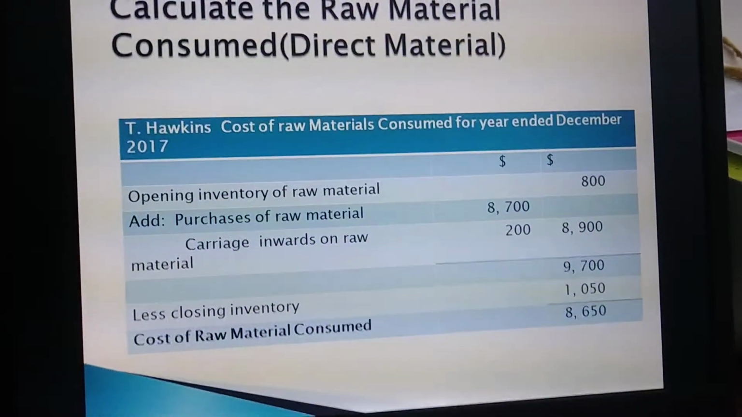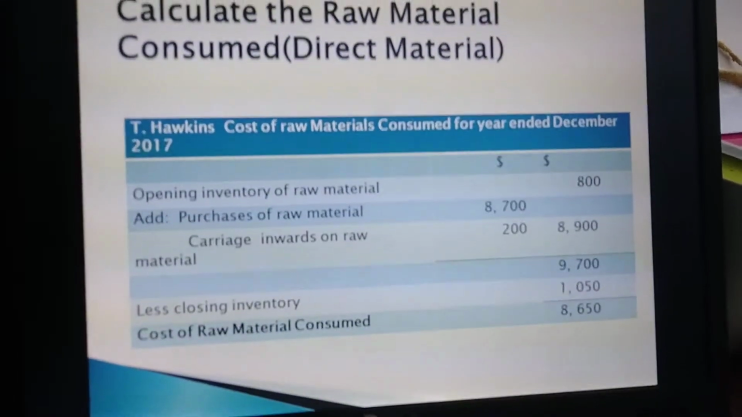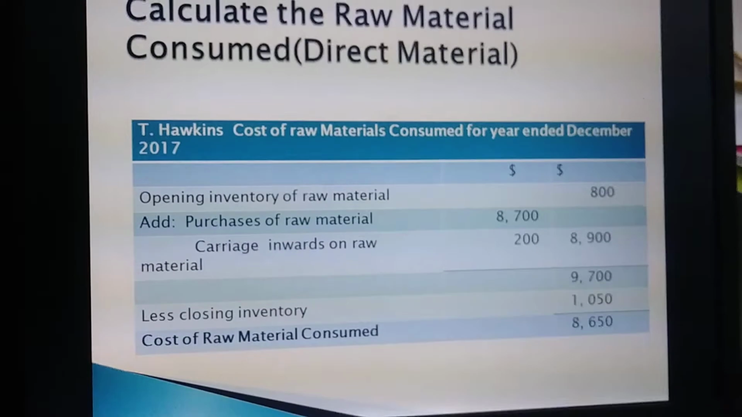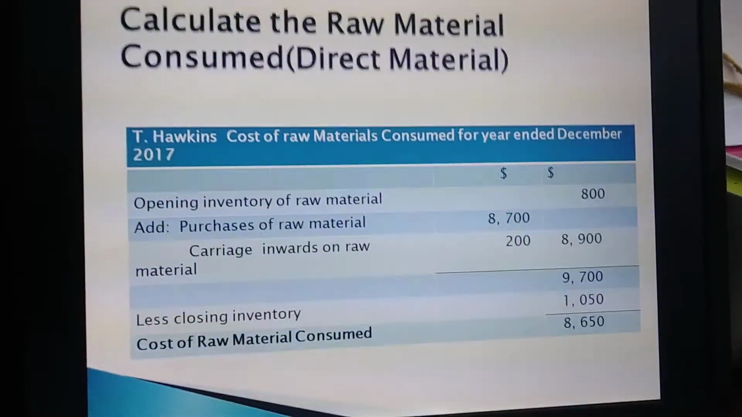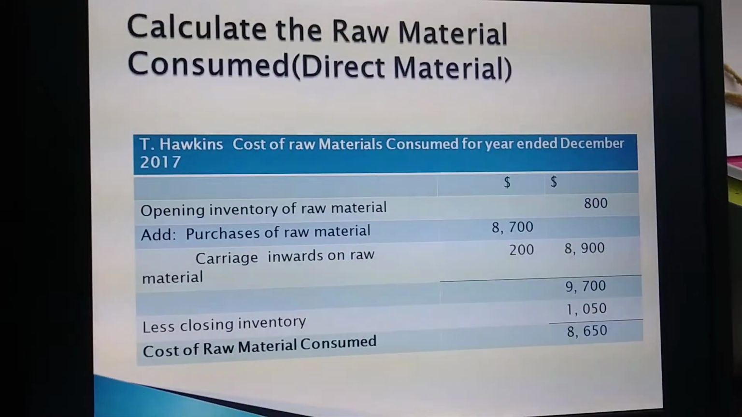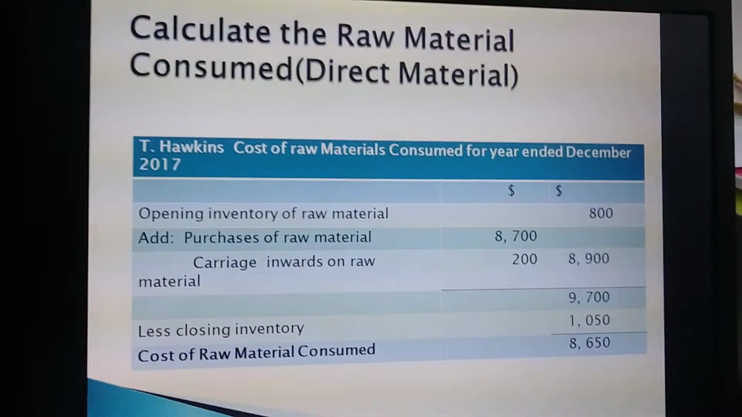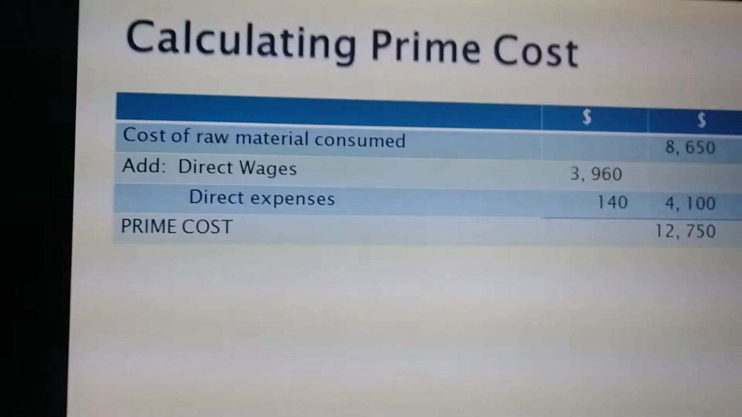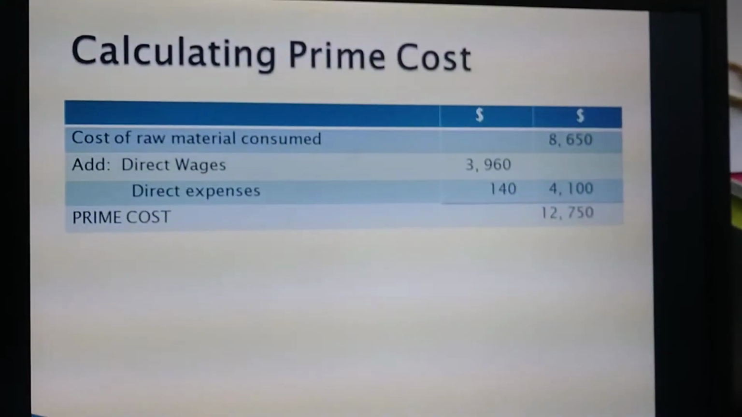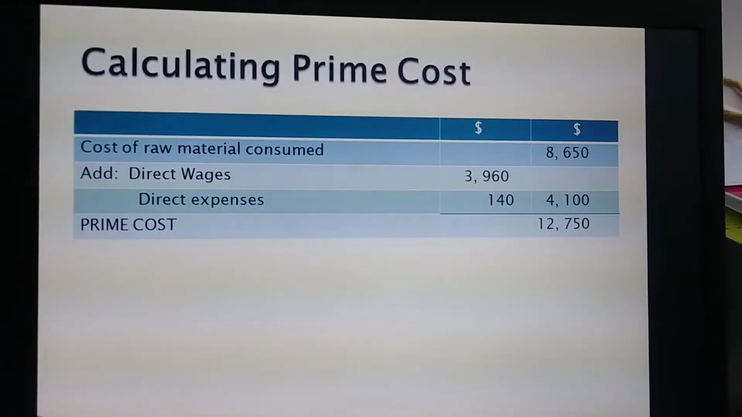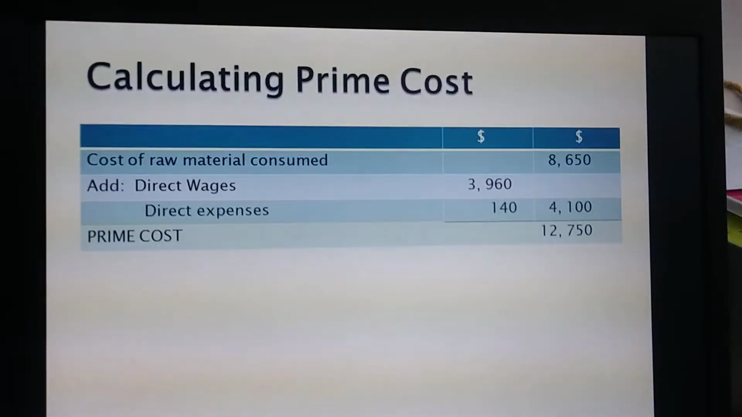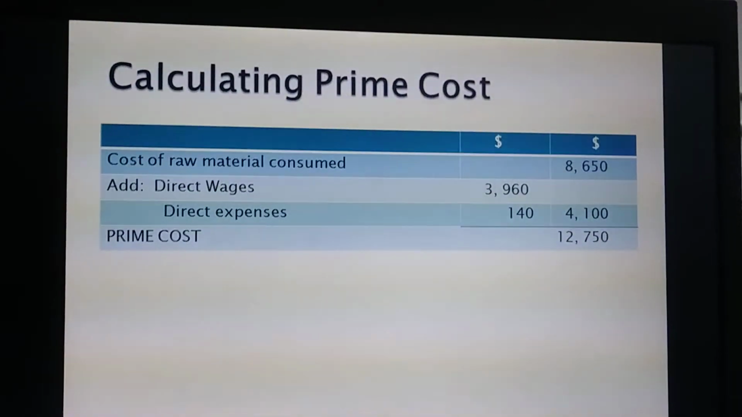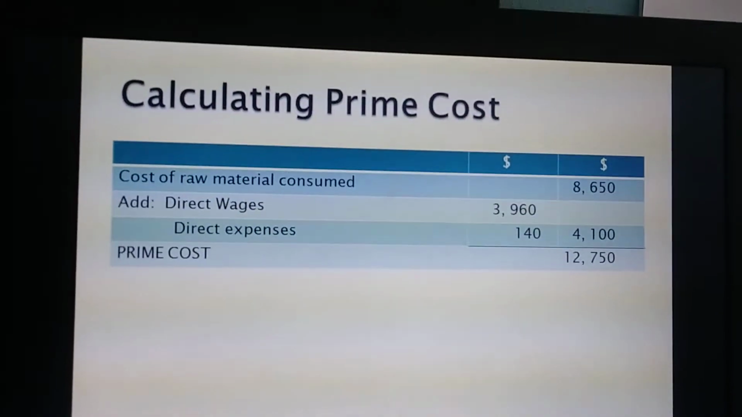Then we add and get 97. We're going to subtract closing inventory. And of course, this is our figure for raw material consumed. So it's opening inventory plus purchases less closing inventory that gives you your cost of raw material consumed. Let's go now to prime cost. To get prime cost, we are going to use the cost of raw material consumed, add all direct expenses, which includes the direct wages and the direct expense, to get your prime cost.